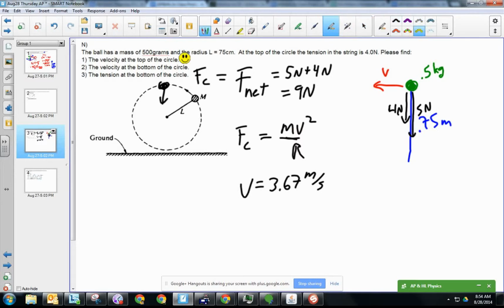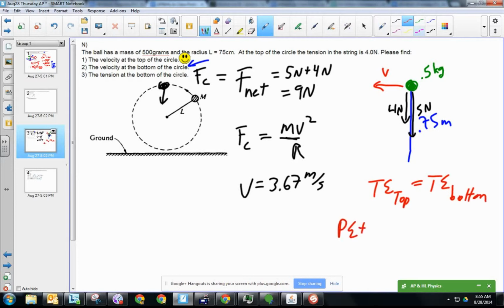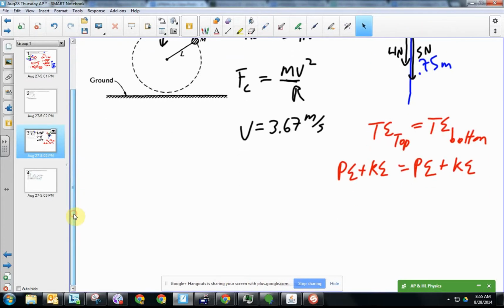Number 2 asks us for the velocity at the bottom of the circle. From the top of the circle, we're going to have to use conservation of energy. So the total energy at the top equals the total energy at the bottom. We've got PE plus KE at the top equal to PE plus KE at the bottom. And it's pretty straightforward to plug this in.